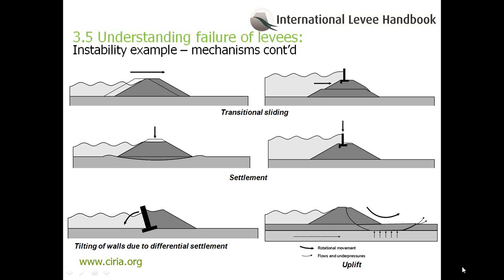And the last schematic on this slide represents uplift instability. An increase in the pore pressure of a permeable layer underlying a thin impermeable layer can trigger an uplift of the cover layer and a deep sliding of the land side of the levee, similar to the mechanism of liquefaction.